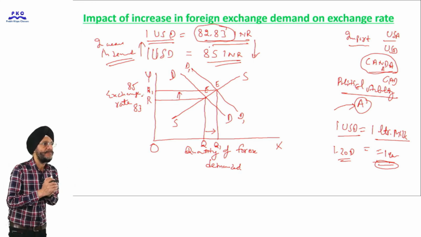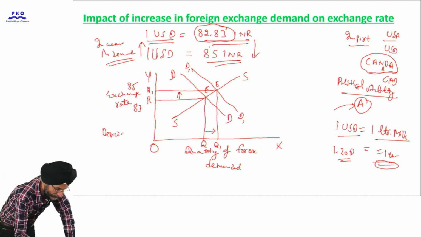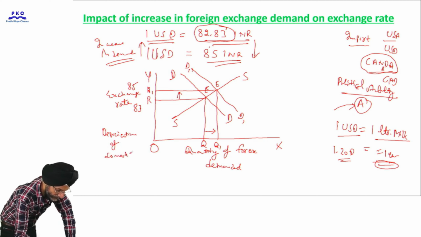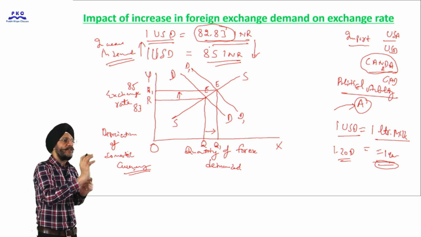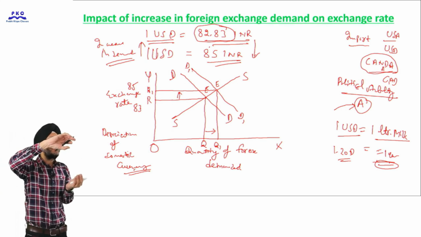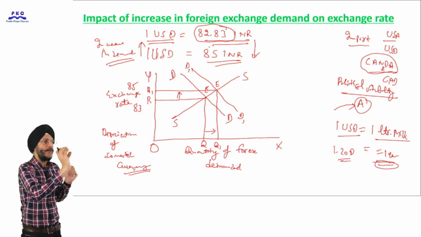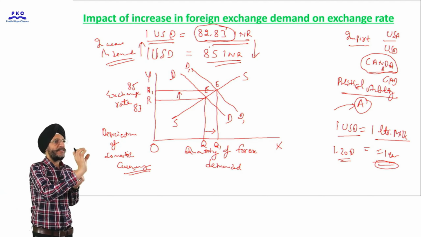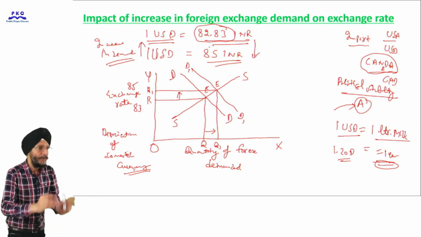So what has happened? It is depreciation of domestic currency. Because to get 1 US dollar, we were earlier paying only 83 rupees. Now to get 1 US dollar, as the demand for US dollar has increased, we have to pay 85 rupees. On the other hand, the value of foreign currency has increased. There is appreciation of foreign currency.